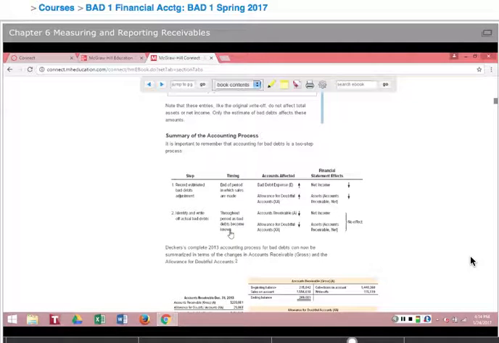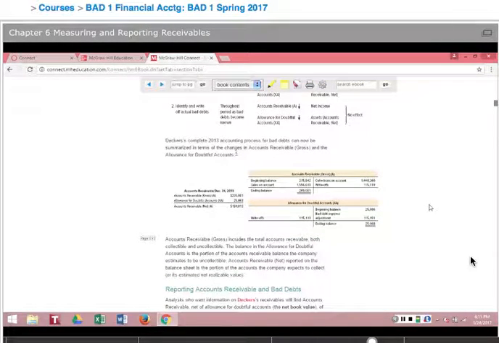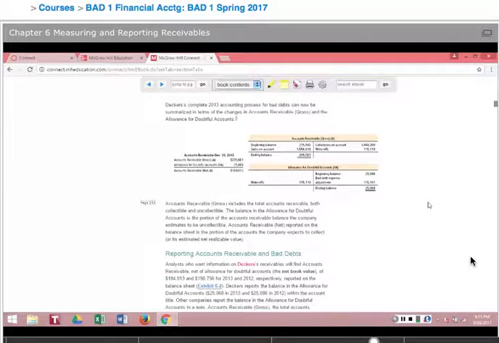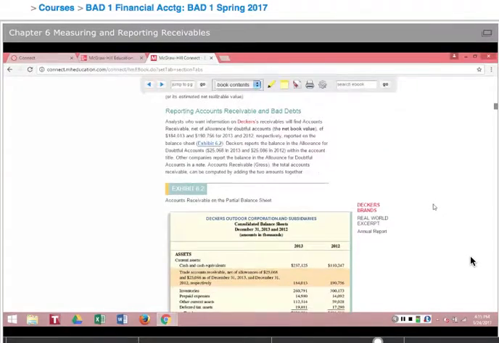When we write off a specific account, we reduce the accounts receivable and reduce the allowance for doubtful accounts, which is a contra. So there is absolutely no effect, because when you reduce accounts receivable, assets go down. But when you reduce the allowance for doubtful accounts, assets go up. So therefore, there is no effect on either the balance sheet or the income statement. So what they're going to show you next is how we come up with the estimate for bad debts expense.